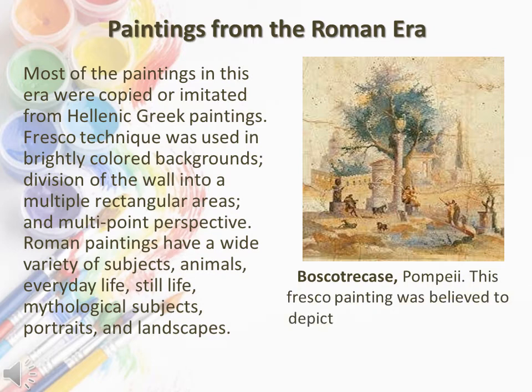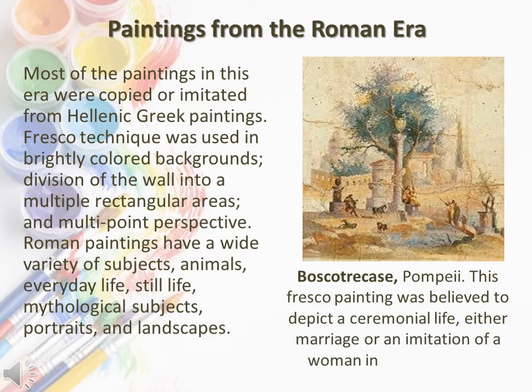Bosco Tricasse from Pompeii. This fresco painting was believed to depict a ceremonial life, either marriage or an initiation of a woman in a mystery cult.